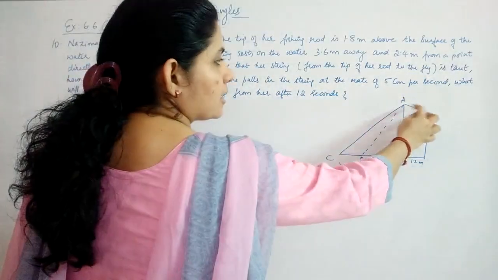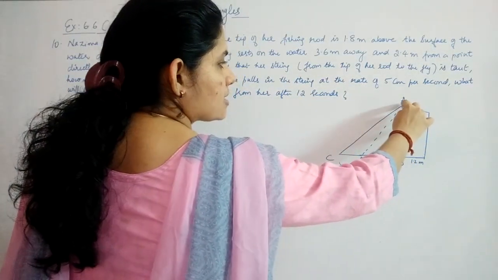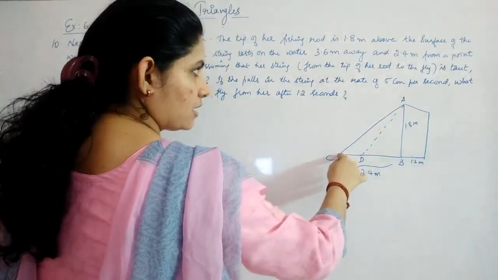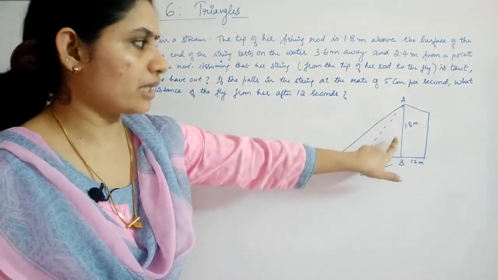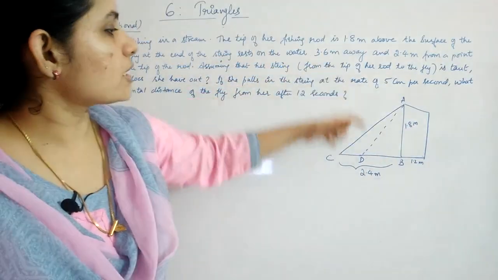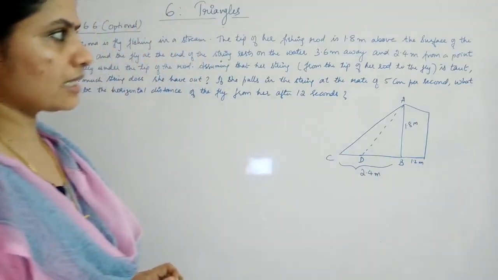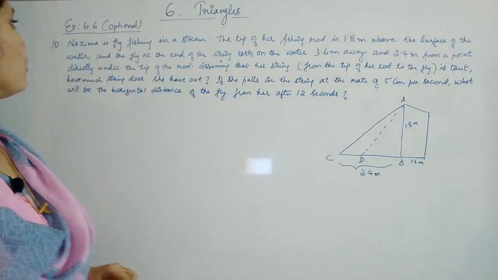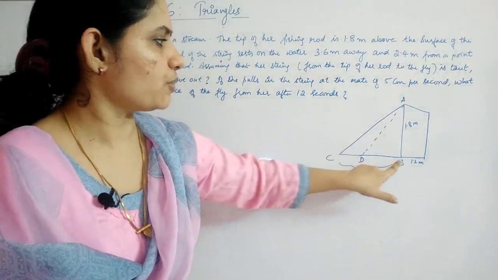You can just see she's sitting here, and from here the string starts. This is the rod which she has in her hand, and this is the string. They are saying that she is 1.8 meter above the surface and the fly rests on the water 3.6 meter away. From the point directly under the tip of the rod, you have 2.4 meter.